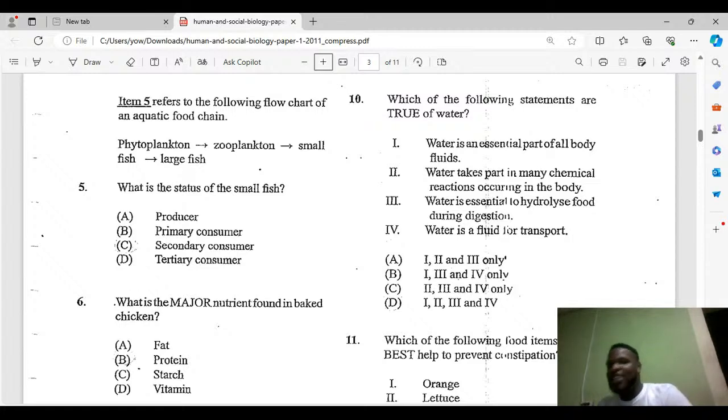So I'm seeing TJ saying D. Jada is saying all of them. All of them, you sure? So hold on there. Want to use water to hydrolyze food in the stomach? Want to use water for digestion? Want to hydrolyze food during digestion? Really? You sure you want to do that? All the people that said D, want to hydrolyze food during digestion? Just catching them. It's actually D.